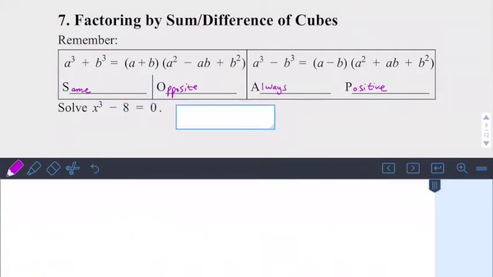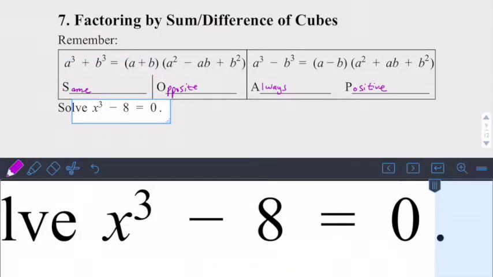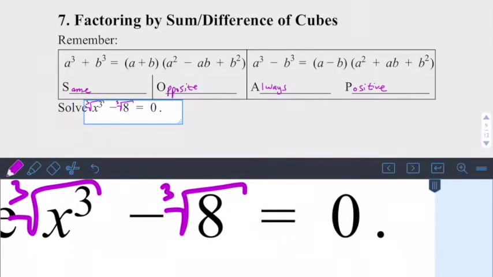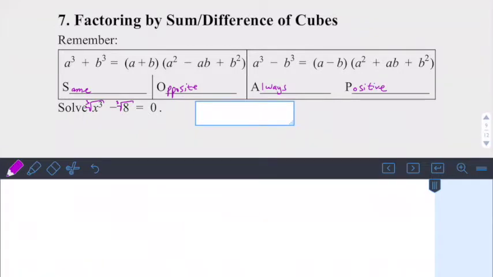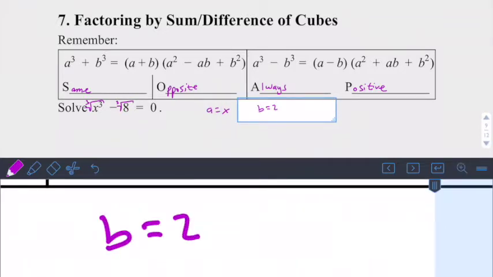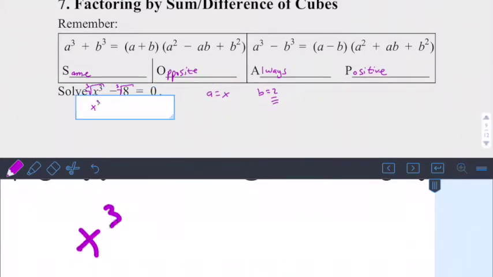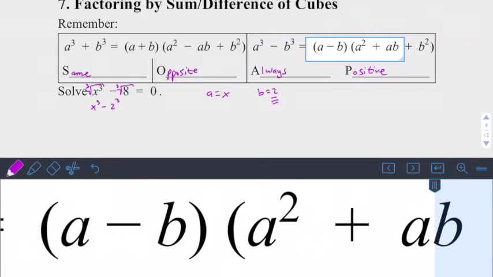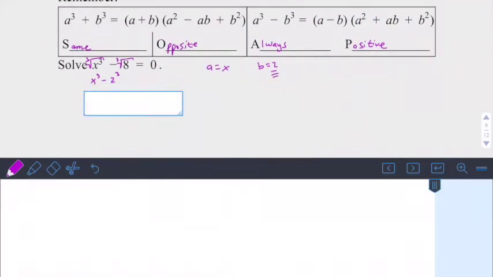My a and my b, well, I need to take the cube root of both. Well, the cube root of x cubed, my a is going to be x. The cube root of 8 is going to be 2, right? 2 times 2 times 2 gives me 8. So now I can use this form, okay? Or again, remember the signs. So this is going to factor into x and 2.